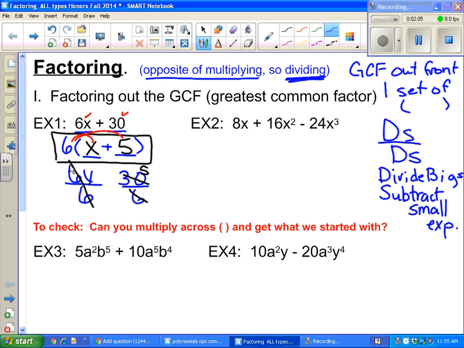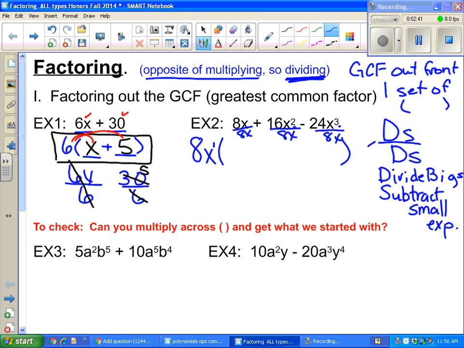All right, number 2. If I look at 8x, 16x squared, and 24x to the third, first of all, look at the numbers. 8 will go into 8, 16, and 24, and that is the greatest number I could divide out of all three numbers. They also have an x in common, so the greatest number of x's they have in common is actually just 1. They don't all have 2, and they don't all have 3, so they all have at least one x. So I'm going to take 8x and divide out 8x, take 16x squared and divide out 8x, take 24x to the third and divide out 8x. So I'm dividing out of each term.